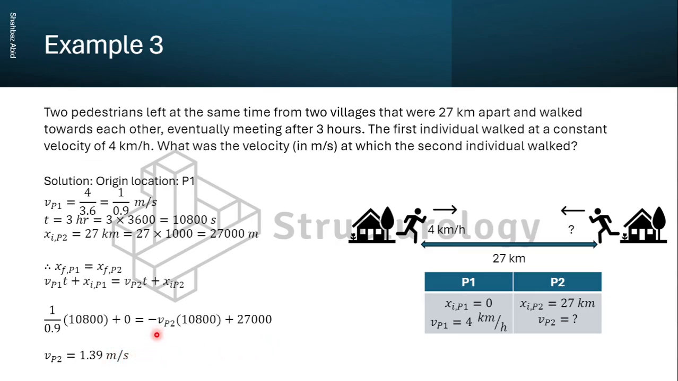My assumption was it is moving in the negative x direction, I got a positive answer. But if you assume that it's a positive velocity times P2, you will get a negative value of velocity P2, which means it's in the negative x direction.